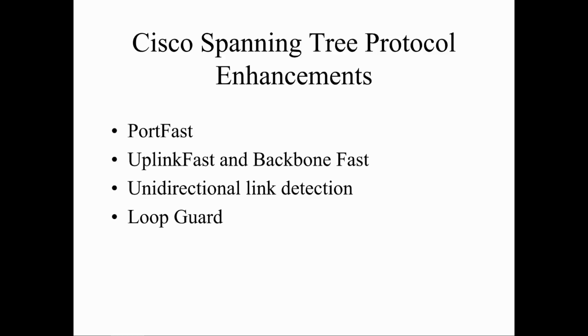There are several versions. There's PortFast and UplinkFast and BackboneFast. You can actually have unidirectional or loop guards. Again, there are so many different types when it comes to spanning tree. Spanning tree is fairly simple until you get into like the MSTP or the multi-state spanning tree protocols. Those get pretty complex, but again, not super hard.